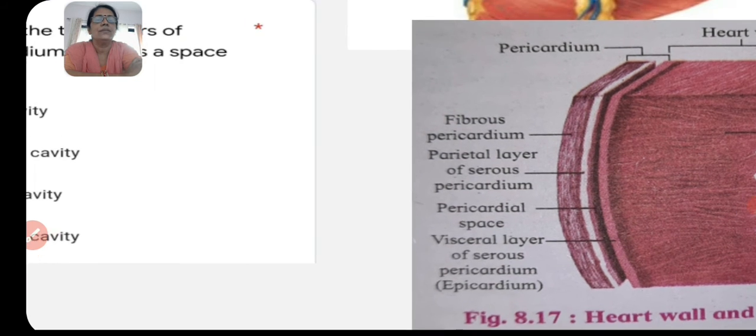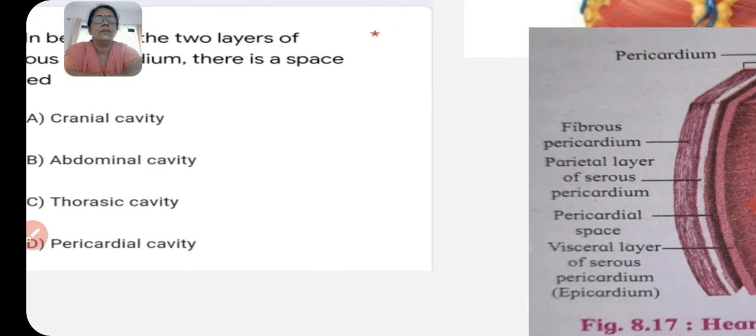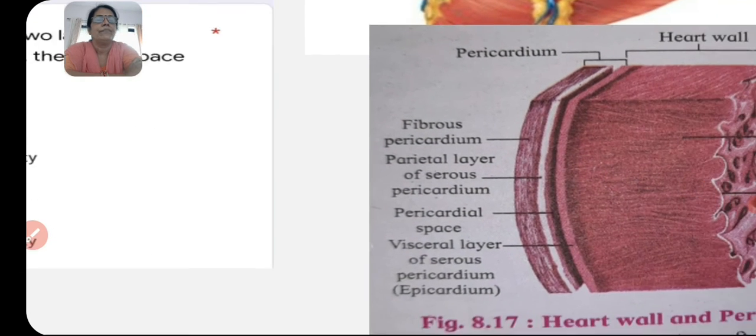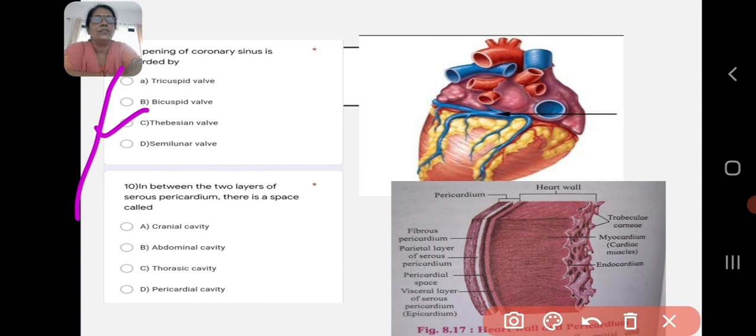So your answer should be in between two layers of serous pericardium. This is the serous pericardium. In between that, the pericardial cavity is present. So your answer should be pericardial cavity.